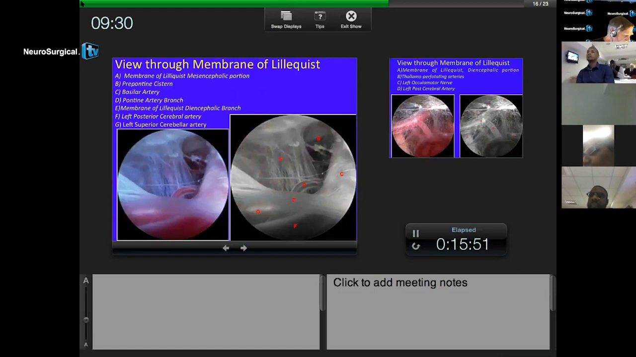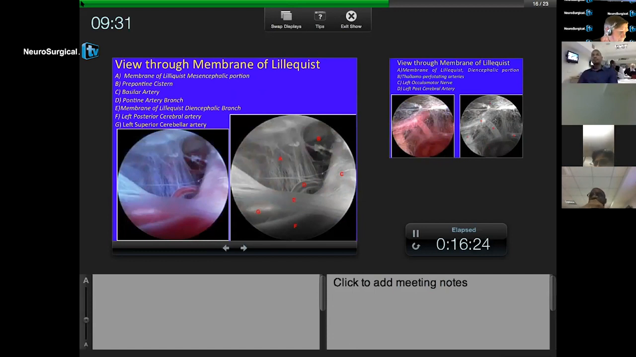So you see your mesencephalic portion of your membrane of Liliequist. That's your prepontine cistern. And oftentimes, if you see you've gone through one layer and you're still seeing another, you haven't gone into the prepontine cistern. But if you can see your basilar artery very clearly, not covered by any membrane, then you know that you've gone through both leaves of the membrane of Liliequist.